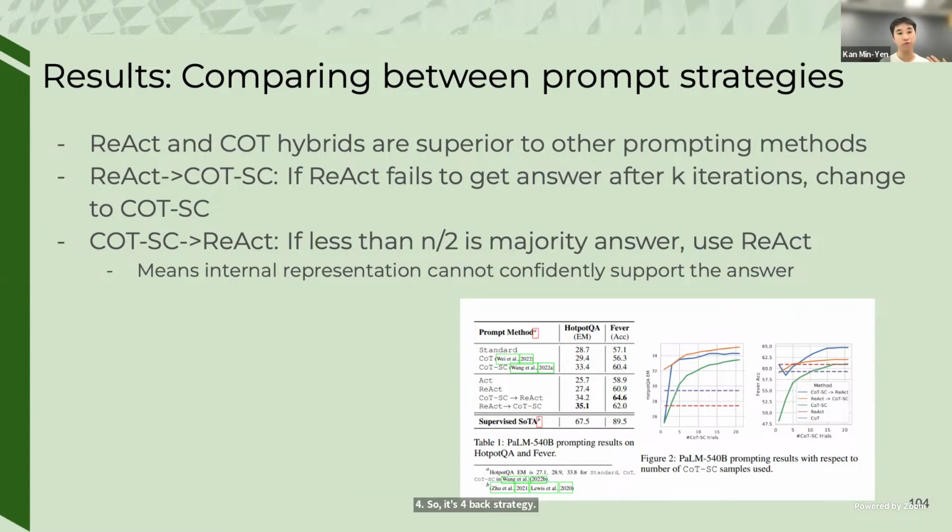And then for CoT-SC to ReAct, it just means that if less than n/2 is the majority answer, like what Lawrence said, chain of thought self-consistency tries to prompt different ways, and then it gets the majority answer. So if less than n/2 is the majority answer, it means that the model is not confident that this answer is correct. So you use ReAct instead to try and reason it out.